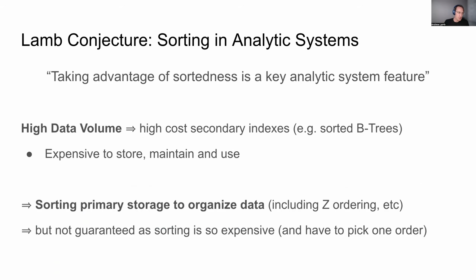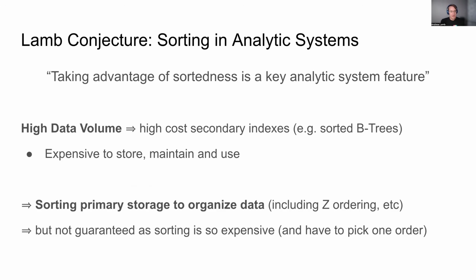So my personal conjecture is that sorting is really important for analytics because of the high data volume, and in particular, that makes secondary indexes like B trees, which really are, if you think about it, just a subset of data sorted in some different way, and a bunch of other indexes have that property. So it basically makes the cost of secondary indexes very high because you basically have to store an entire new copy of the data and you also have to maintain it. And then also you have to be clever enough to use the index when necessary.